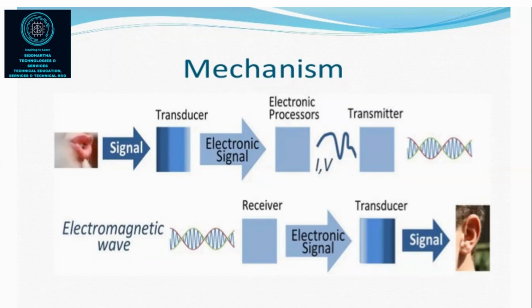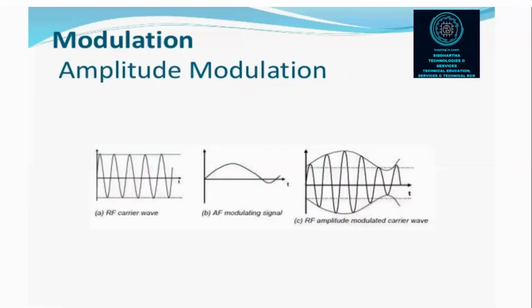Then the electromagnetic signal, the electronic processor will be there, transmitters will be there, it will be mixed together and it will be sent, right? And it is received as electromagnetic waves by a receiver part. Then the transducer here is a speaker, right? So on the transmission side we have a microphone, and here we have a transducer as a speaker. So the speaker is also a transducer because it converts an electrical signal to a sound signal. Okay, right. So you have to understand this small mechanism.